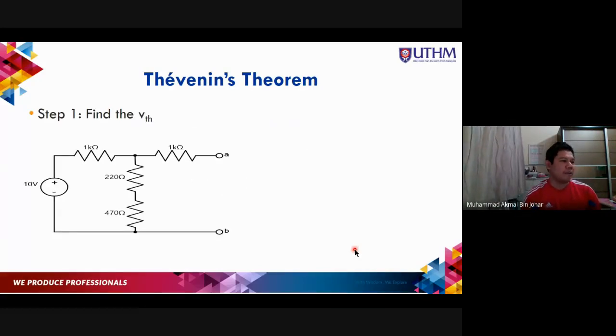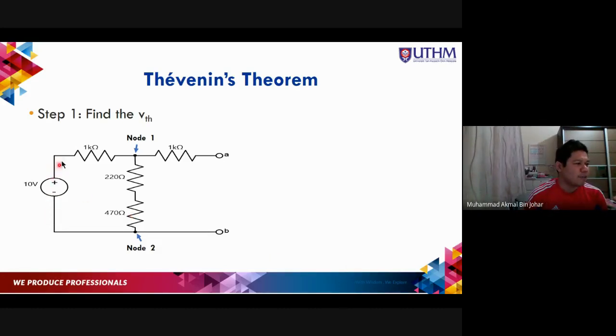So what we can see, perhaps we can determine by looking at what node we have here. So we can create a node where there is a voltage drop or junction. Yeah? So we have a 10 volt independent source.